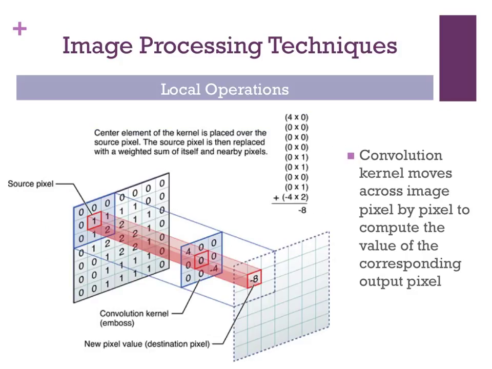So this is just an example of how the convolution kernel works. First you start out with your source pixel right here, and then your convolution kernel moves across the image pixel by pixel to compute the value of the corresponding output pixel. So it looks at the neighboring pixels of the source pixel, and then it computes the value of the corresponding output pixel.